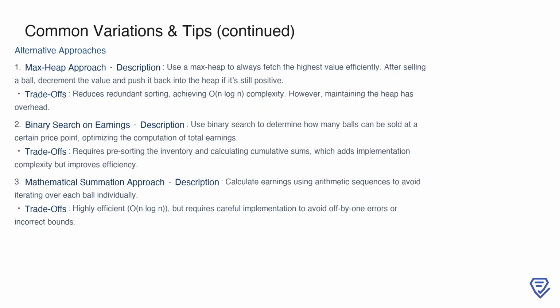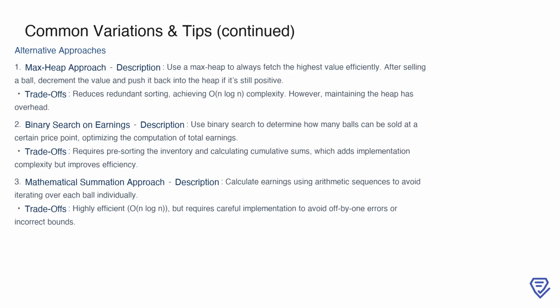There are also several alternative approaches that can help you solve this problem more efficiently. One option is the max heap approach, which allows you to fetch the highest ball value efficiently. After selling a ball, you decrement its value and push it back into the heap if it's still positive. This reduces redundant sorting and brings the complexity down to O(n log n), though maintaining the heap does introduce some overhead. Another approach is binary search on earnings. This technique involves pre-sorting the inventory and calculating cumulative sums to determine how many balls can be sold at specific price points. While this adds some implementation complexity, it improves overall efficiency.